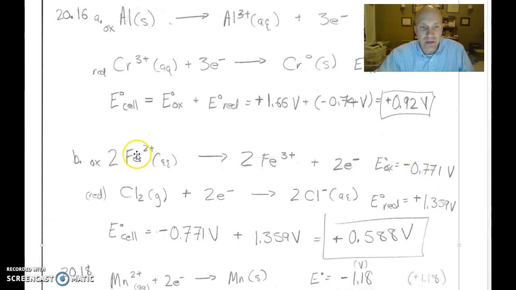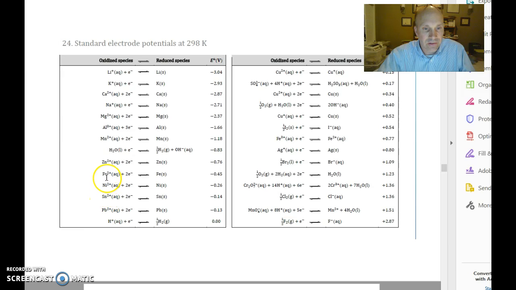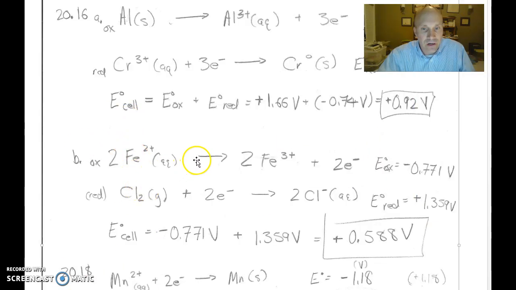So this is iron 2 going to iron 3. Let me check that in this particular table: iron 2 and iron 3. Notice this is plus 0.77, and that would be as a reduction. So if you are writing it as an oxidation, you show it as the opposite.